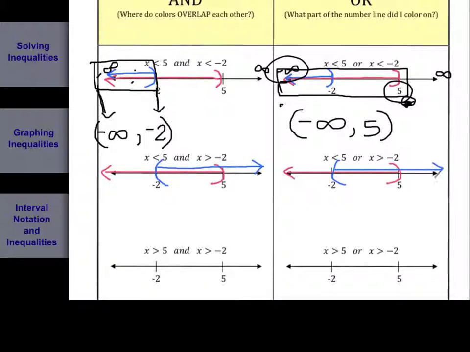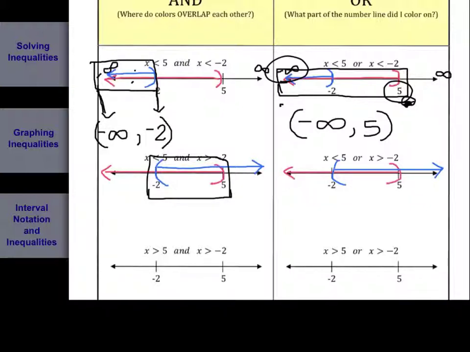Alright. Now that I have them graphed, I stop and I look at the word. This word is "and." What does "and" say? Where do the colors overlap each other? Let's just common sense answer, well, they overlap each other right through here. So I'm going to put a box around that. This is where they overlap.